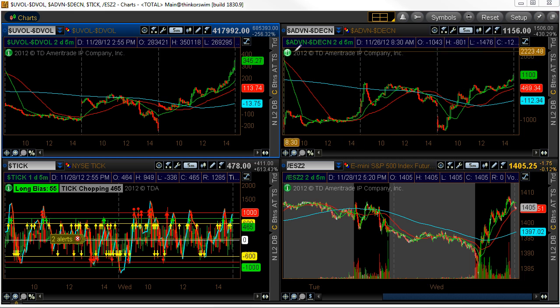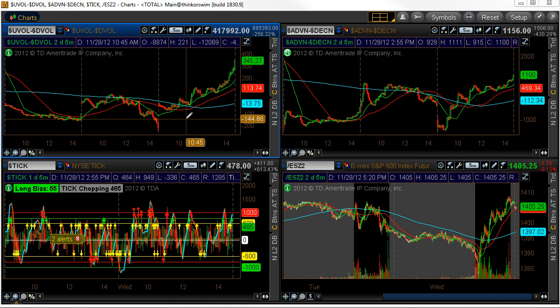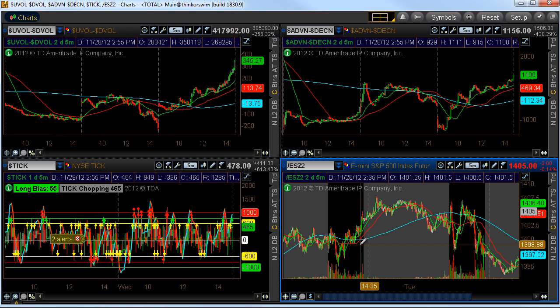If we just look at the up volume versus down volume, you can see that this is really not telling us too much. If we compare this to the futures here, and we look back here, you can see that we had a move lower and we're in negative territory.